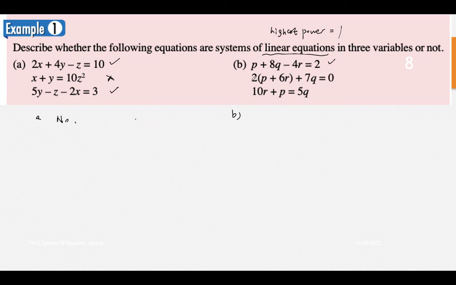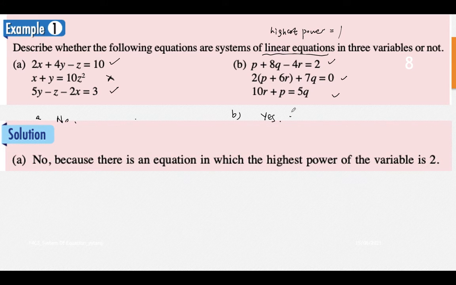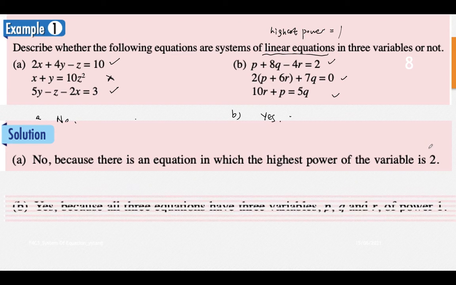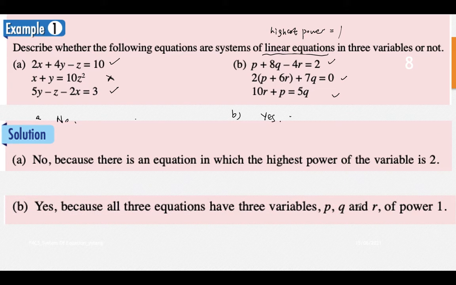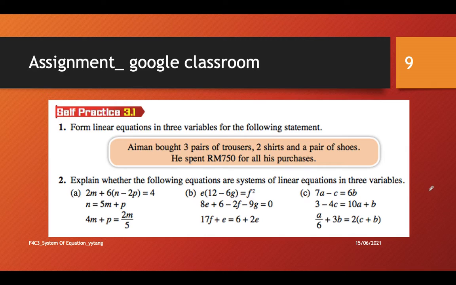P, this one 2P, later 12R, 7Q. P, Q, R also, three variables and linear. So this is yes. Okay, all are in three variables and power of 1. Okay, A is no, because the highest power is 2. And B is yes, because all are three variables P, Q, R of power 1.